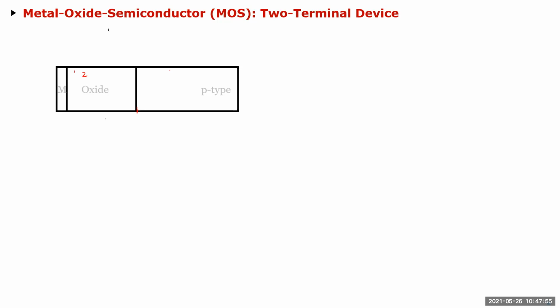Actually, people were always trying to invent MOS right from the beginning. The BJT was accidentally discovered while they were trying to discover MOS. So if you look at the history, it's pretty interesting.